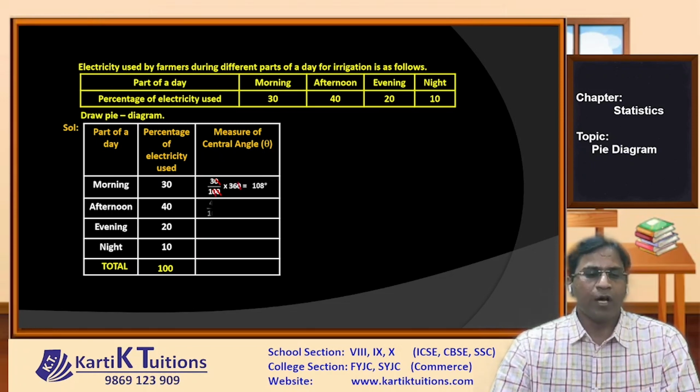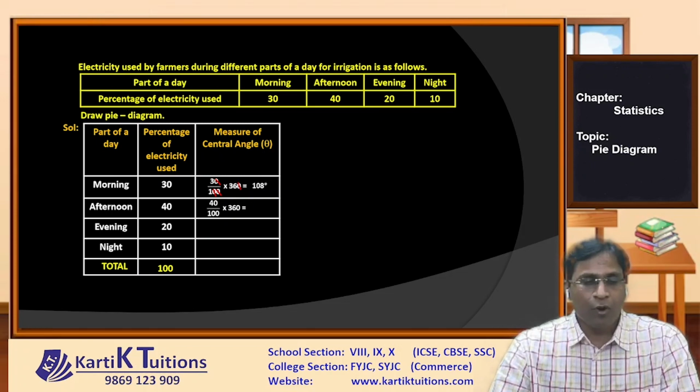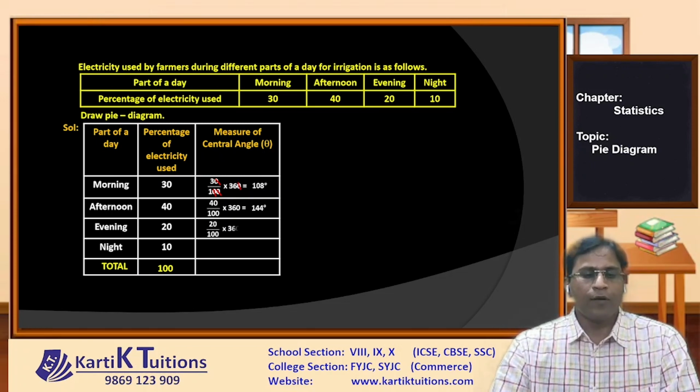Now 40 upon 100 into 360. Again the 20 gets cancelled. So it is 4 into 36. So that will become what? 144 degree. Then 20 upon 100 into 360. Again 20 gets cancelled. So 2 into 36 will give us 72 degree. And the last 10 upon 100 into 360. Now 20 gets cancelled. So it is 1 into 36. That will become 36 degree.